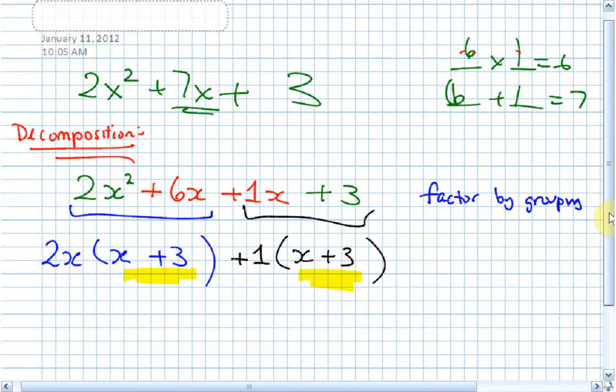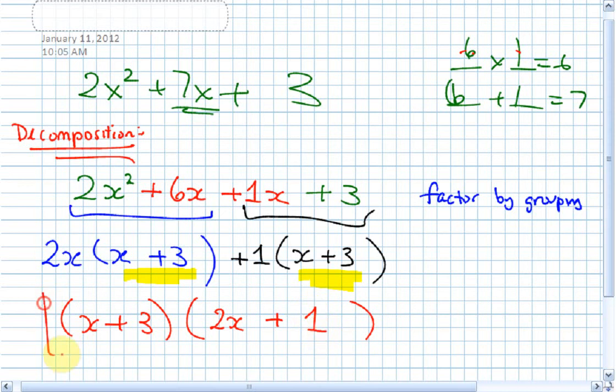Now we've got one term on the left, the blue one, and one term on the right, the black one. Is there something common between these two terms? X plus 3. So we'll factor out the x plus 3. And then what's left over? From the blue stuff, what's left over is the 2x. From the black stuff, what's left over is the 1. And there you go. You factored this one by decomposition.